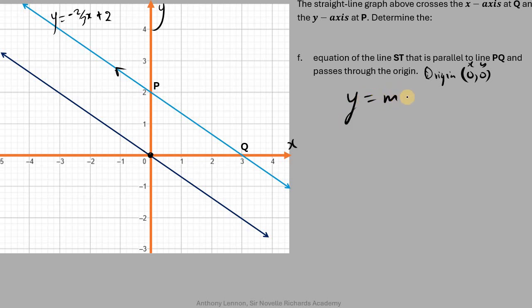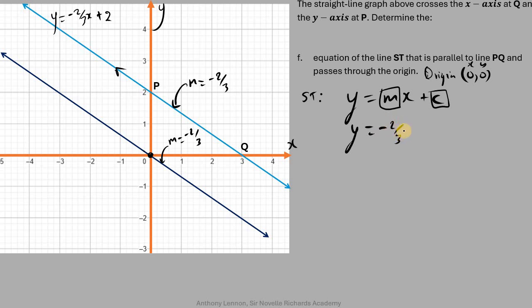So the equation of the line ST, let's have it in the slope-intercept form. We want its gradient, and we want where it cuts the y-axis. Now, if two lines are parallel, it means they have the same gradient. And the gradient of the line PQ is negative 2/3. Now, the gradient of this line is also negative 2/3. Why is that? Because two lines that are parallel have the same steepness, and gradient means slope, the slope of the line. So they both have the same gradient.